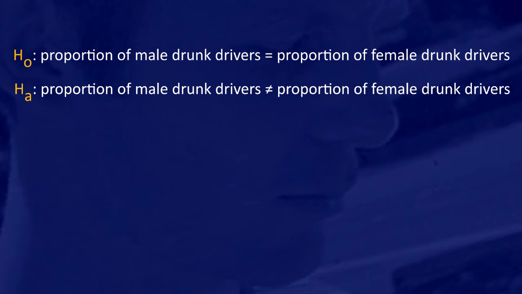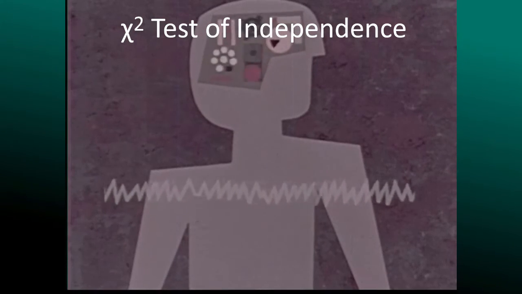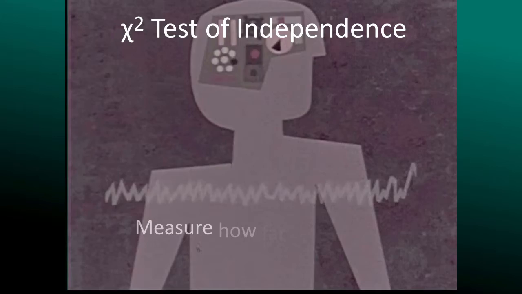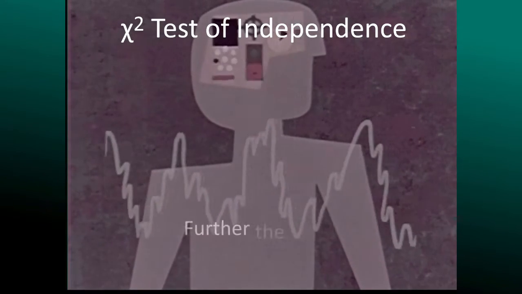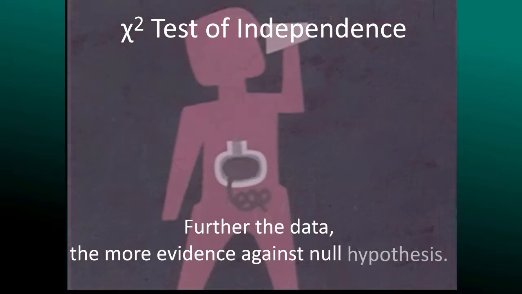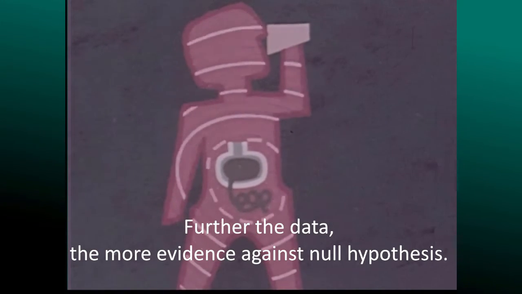The idea behind the chi-square test of independence, much like the analysis of variance, is to measure how far the data are from what is claimed in the null hypothesis. The further the data are from the null hypothesis, the more evidence the data presents against it.